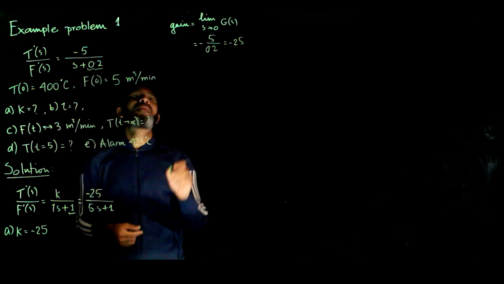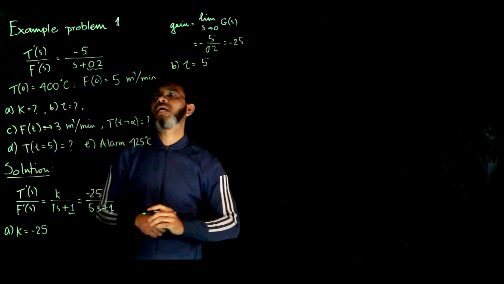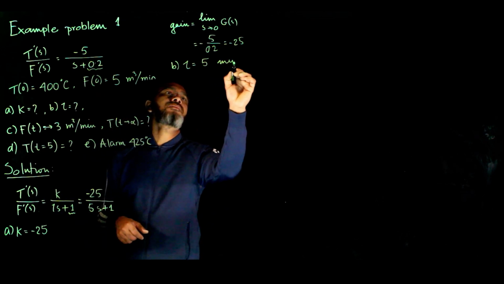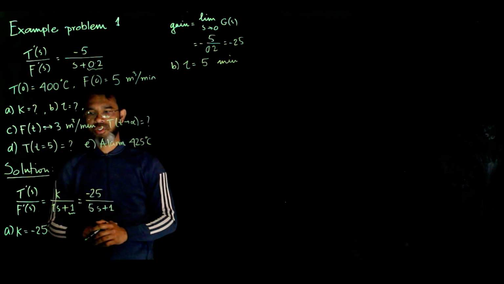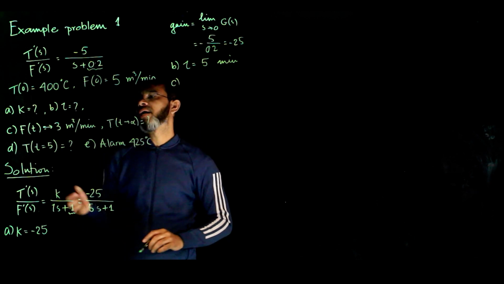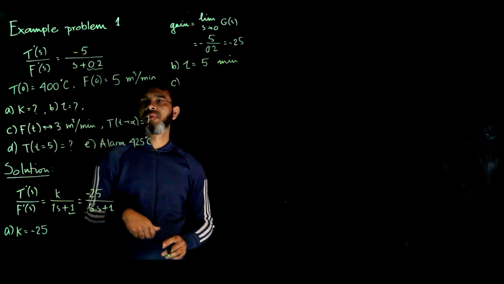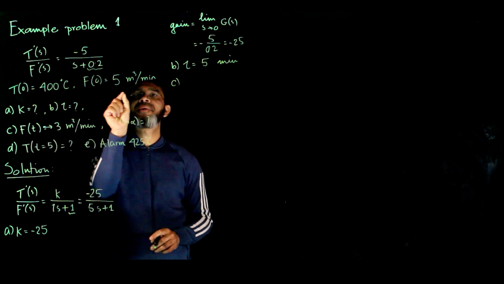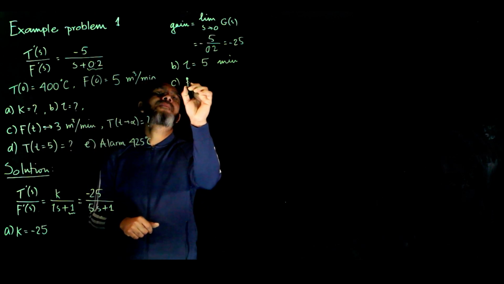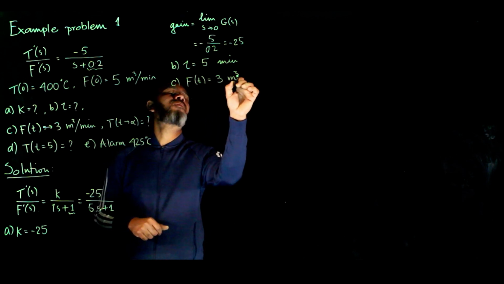Okay. Now part b. What is the value of tau? You can directly get it as tau equals 5. We are assuming all these values are given in terms of minutes, so the time constant is 5 minutes. Okay. Now part C, if the flow rate changes to 3 meter cube per minute. Do remember that flow rate is changed from 5 meter cube per minute to 3 meter cube per minute. So we have f(t) to be 3 meter cube per minute.